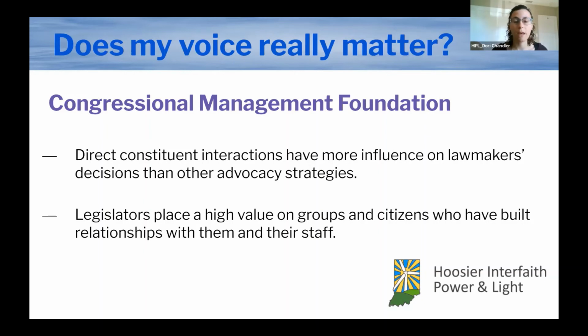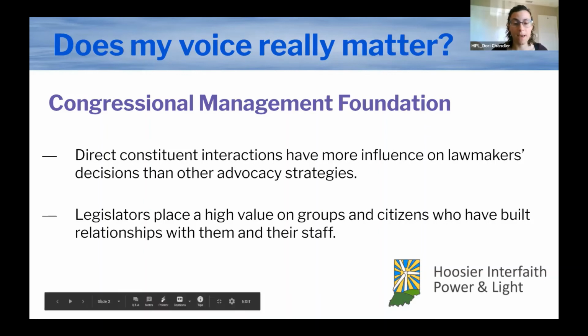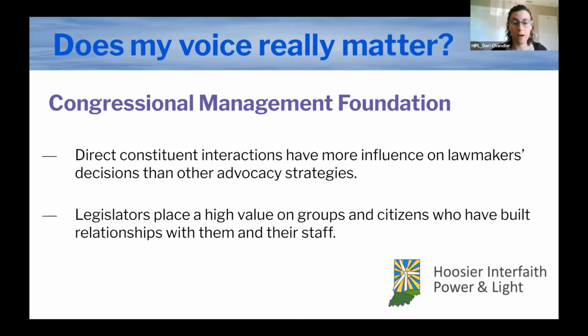So that means making phone calls or sending emails or letters. Actually meeting face-to-face or virtually on Zoom has more influence. Legislators place a high value on groups and citizens who have built relationships with them, and long-term relationships especially. So we'll talk in a little bit about roles for your lobby meetings and how to create strong groups. And a lot of that means building and maintaining long-term relationships with them.